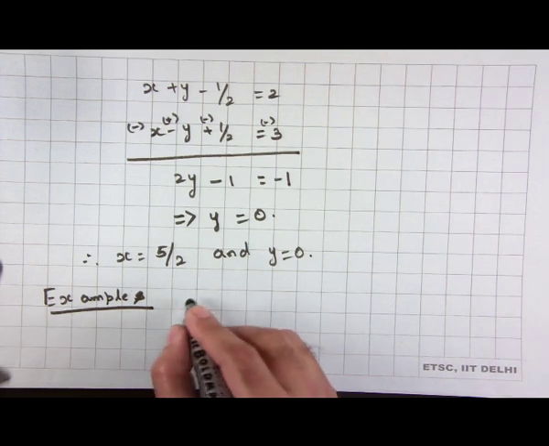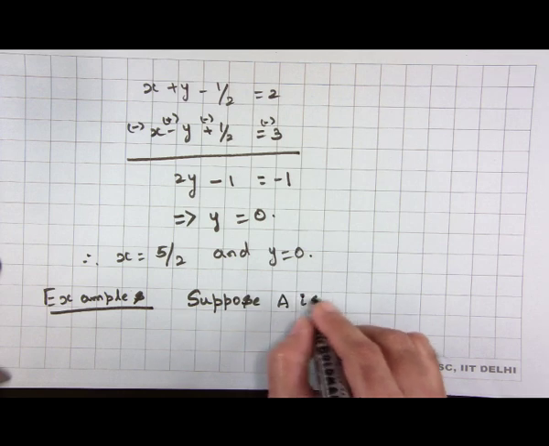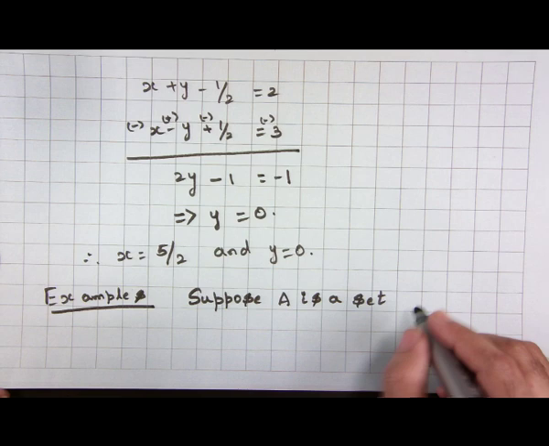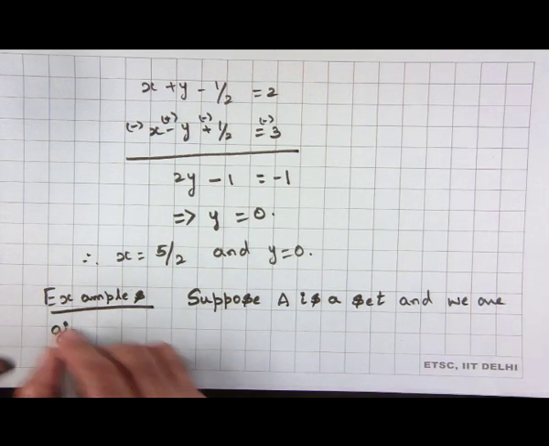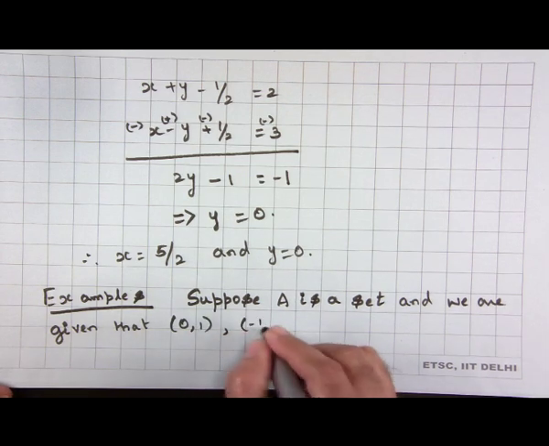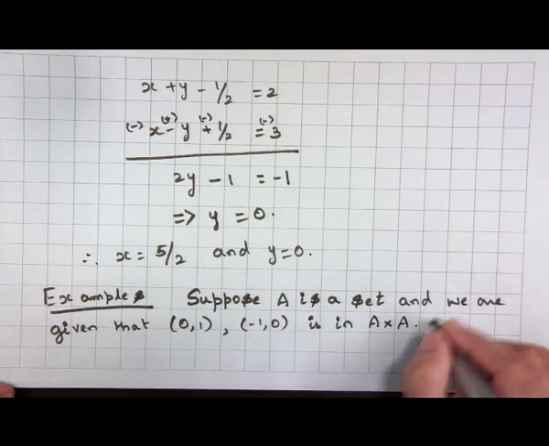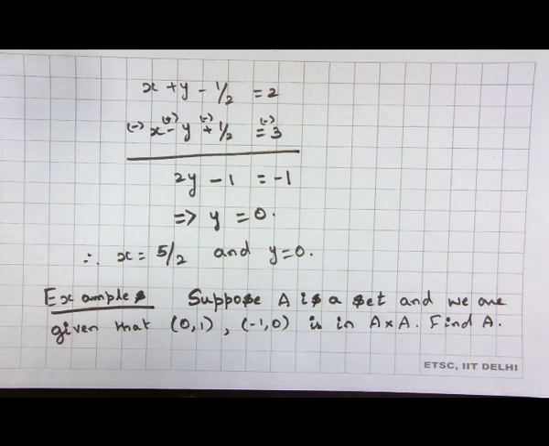Now, let us look at some more examples. Suppose A is a set and we are given that (0, 1) and (minus 1, 0) are in A cross A. Find A. What we know is that the two ordered pairs (0, 1) and (minus 1, 0) are in A cross A. How to find A?